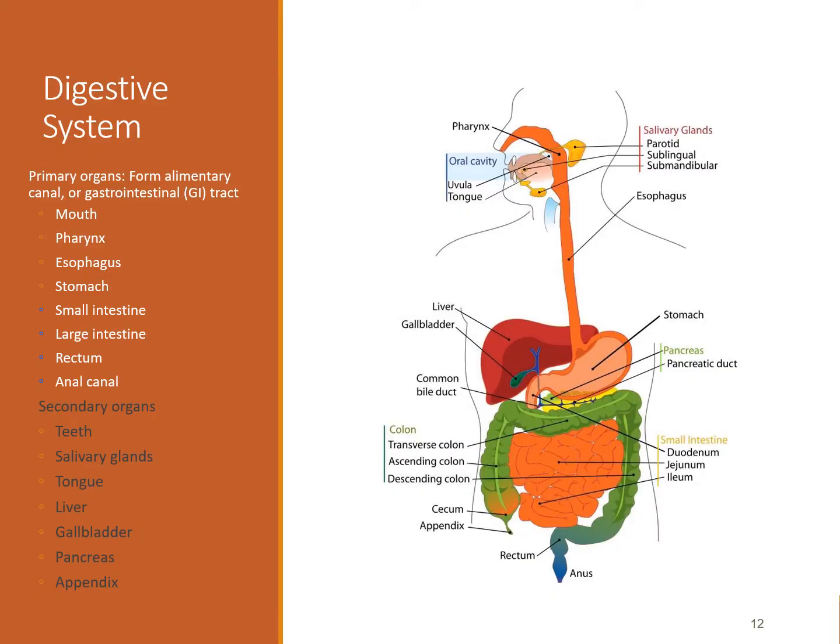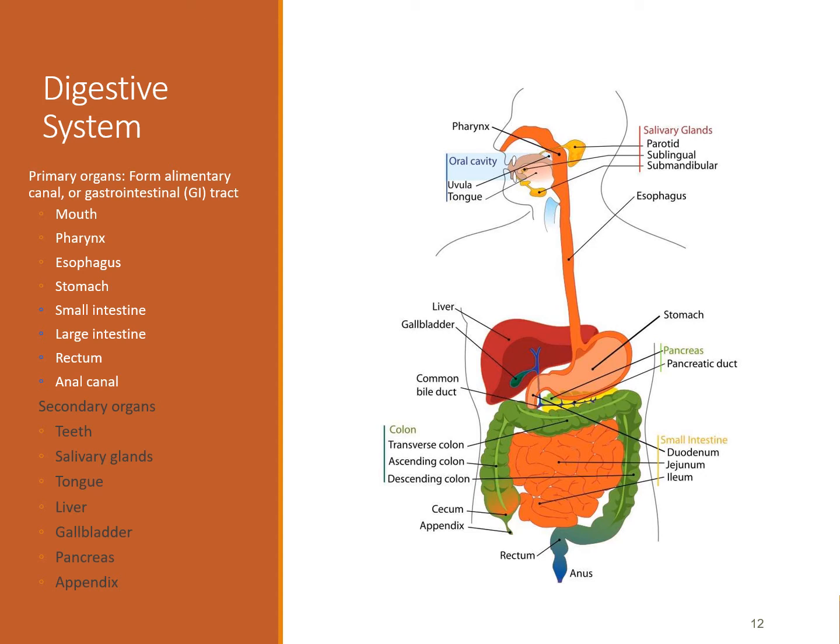There are several structures that are associated with the digestive system, and they're divided up into the primary organs and the secondary organs. So the primary organs, if you think about the path that food follows from the mouth to the anus, those are our primary organs: the mouth, the throat, the esophagus, stomach, small and large intestine, rectum, and anus.